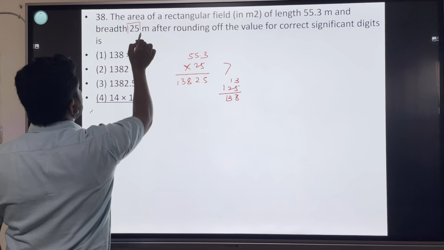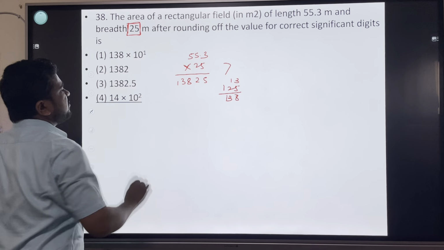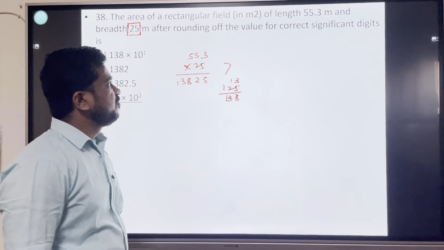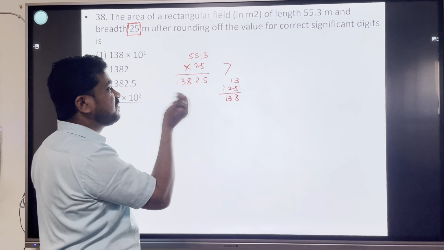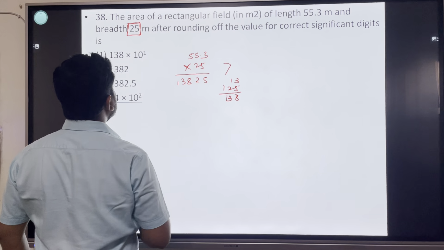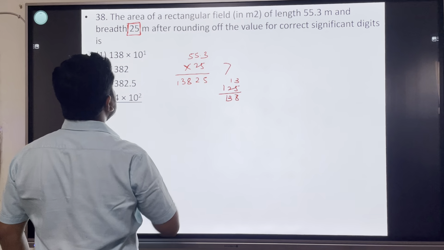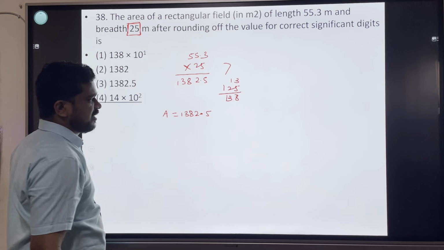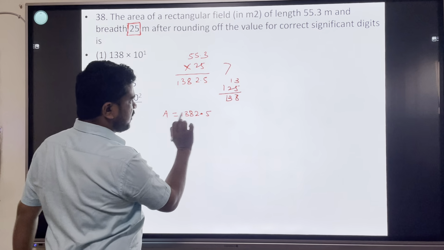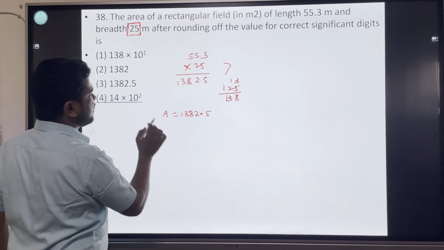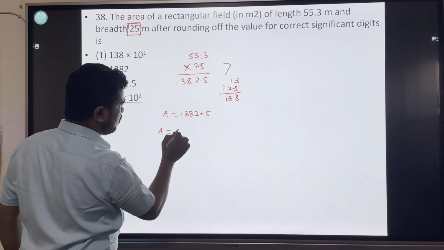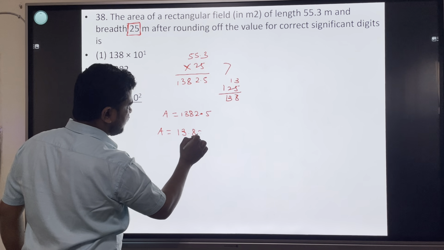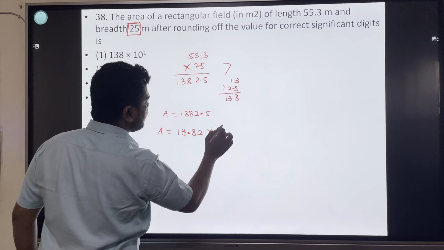Why minimum 2 digits? Minimum number of digits in the given values is 2. Therefore, we have to round off to minimum 2 digits. First shift the decimal point, and write the decimal point here. The area is equal to 13.82 into 10 raised to 2.